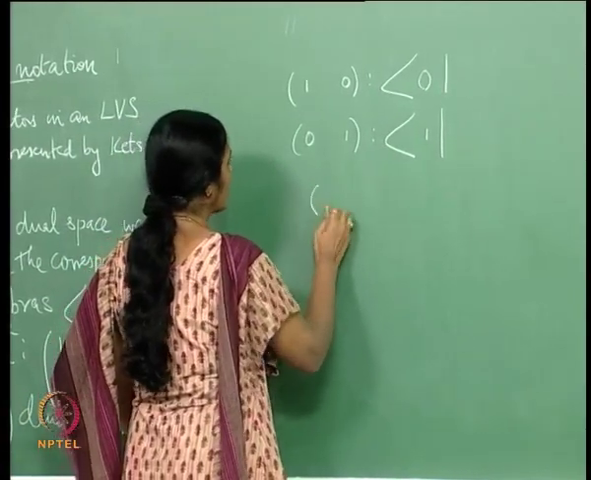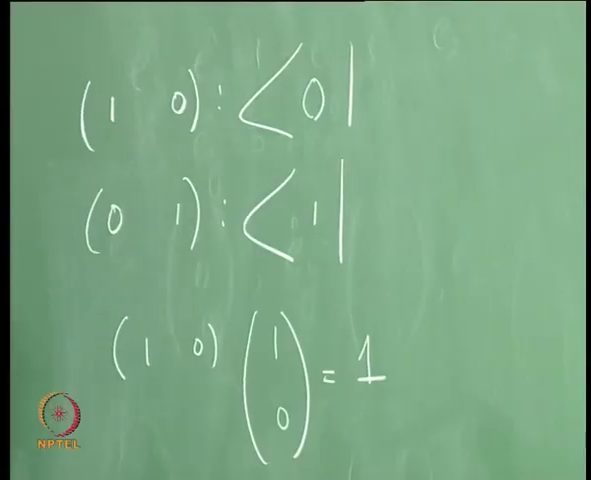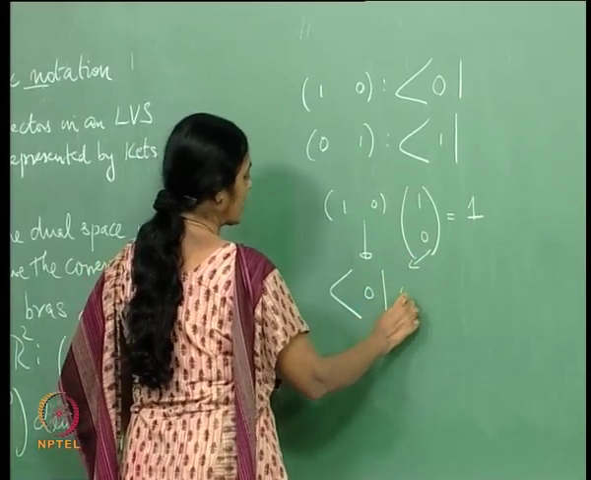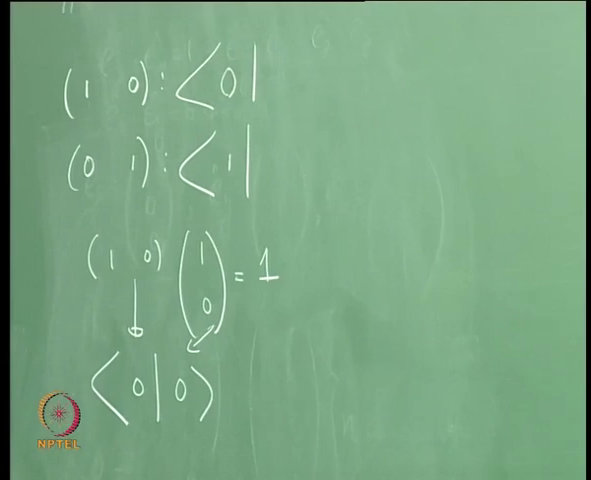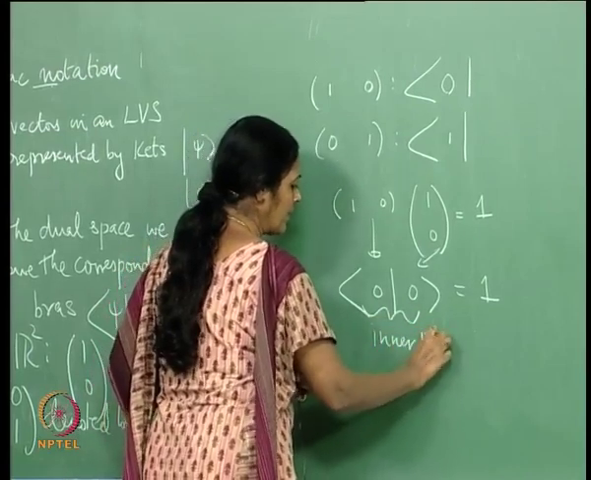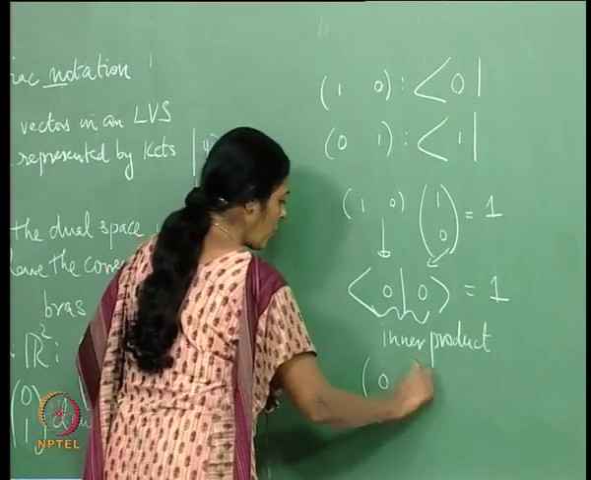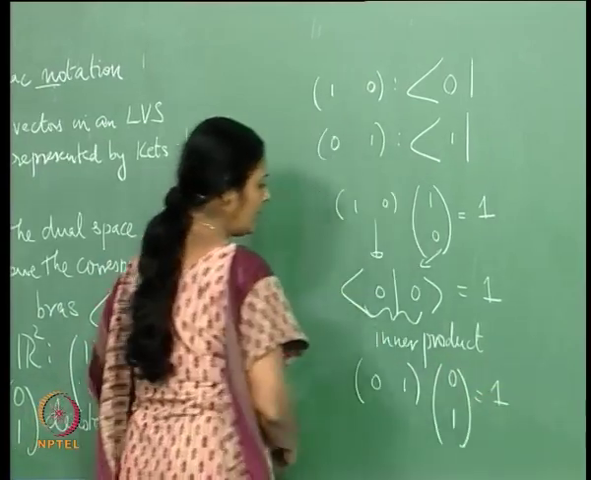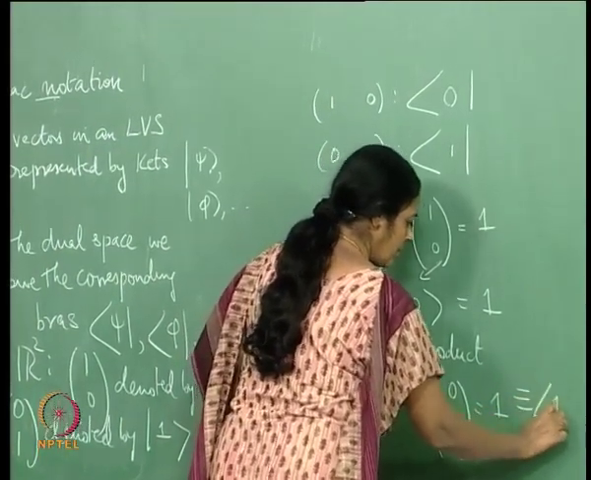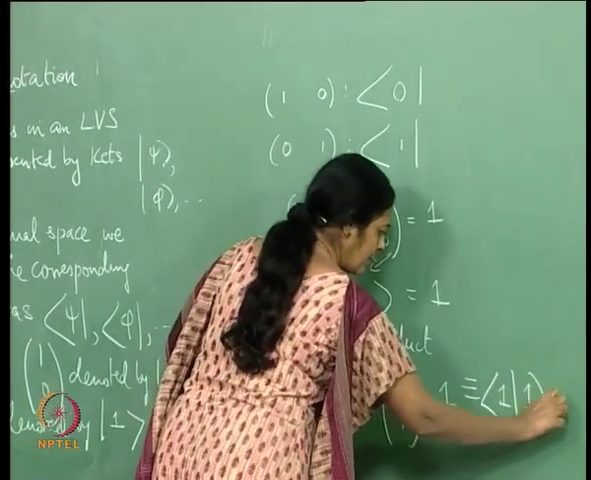Then how do I represent the fact that 1 0 with 1 0 is 1? Well, this object is bra 0, this object is ket 0, and this inner product, I call it an inner product, is 1. Similarly, 0, 1 with 0, 1 is 1. In the Dirac notation, is identical to bra 1, ket 1 is 1.